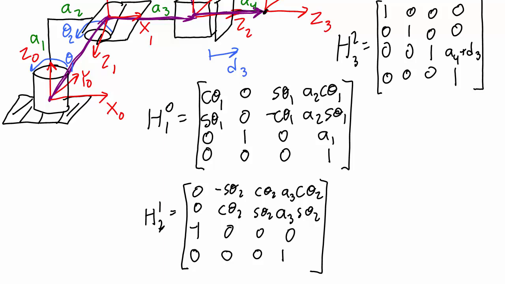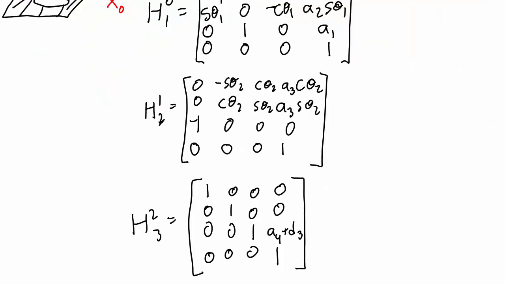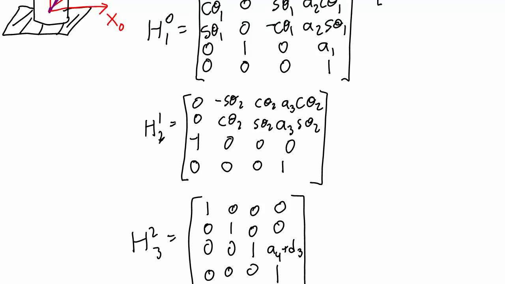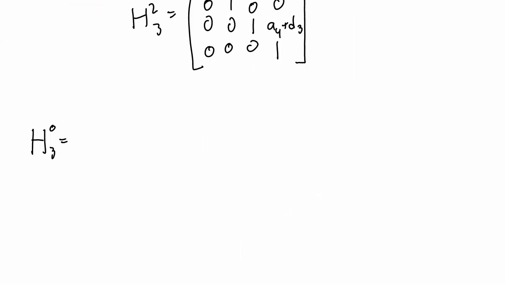So we've now found all three of the matrices that are necessary. To find the complete homogeneous transformation matrix all the way from the base frame 0 to the end effector frame, frame 3, we have to multiply these three matrices together. So H from 0 to 3 is equal to H from 0 to 1 times H from 1 to 2 times H from 2 to 3. I'm going to write out the matrices that we've found here.